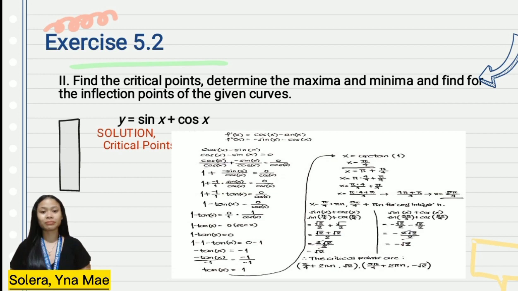The tangent function is positive in the first and third quadrants. To find the second solution, add the reference angle to pi to find the solution in the third quadrant. So x is equal to pi plus pi over 4.